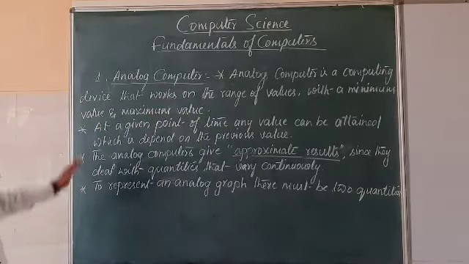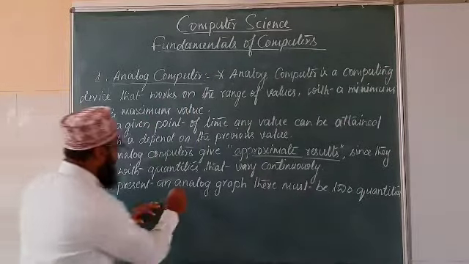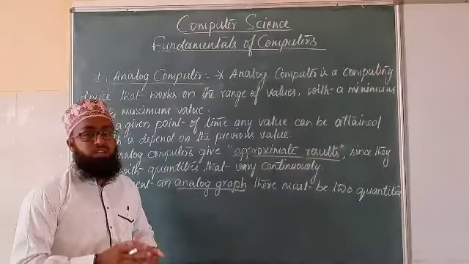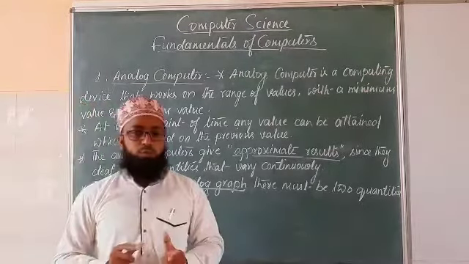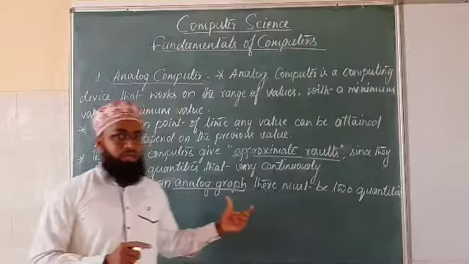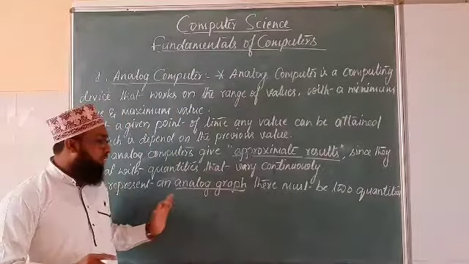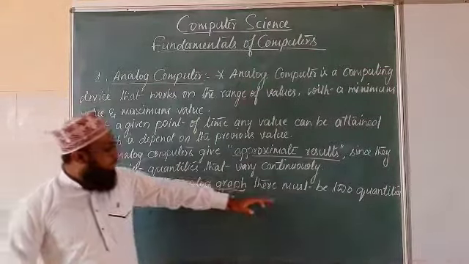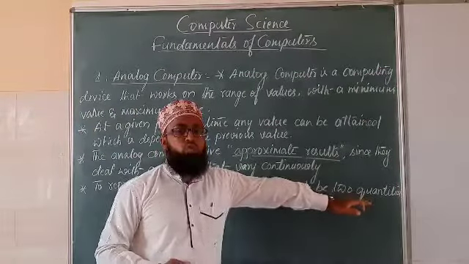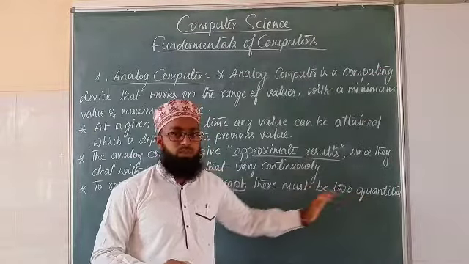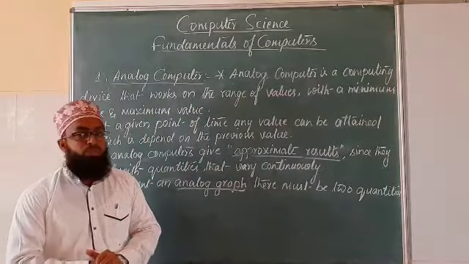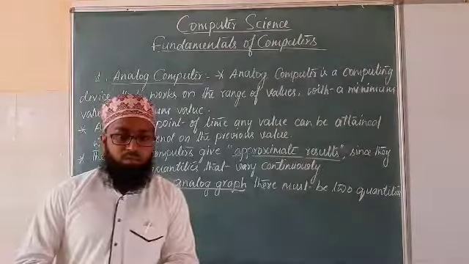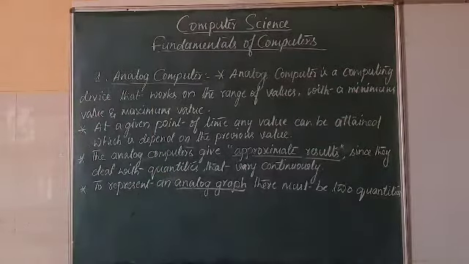So this is about to represent any analog graph. Analog graph means the result which is given by the analog computer. That is called as analog graph. To give any analog graph, two quantities must be there. Now I am going to show you how the analog graph of a computer can be given.